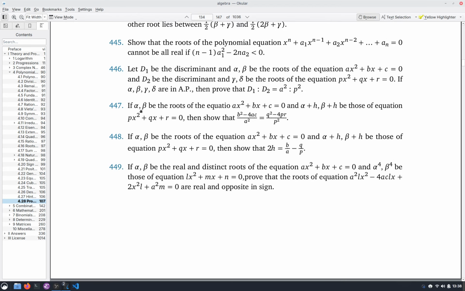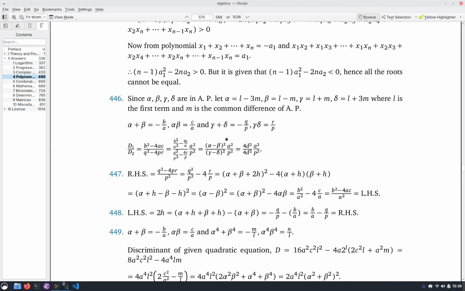Question 447 says that if alpha, beta be the roots of the equation ax squared plus bx plus c equals 0, and alpha plus h, beta plus h be those of the equation px squared plus qx plus r equals 0, then show that (b squared minus 4ac) by a squared is equal to (q squared minus 4pr) by p squared.